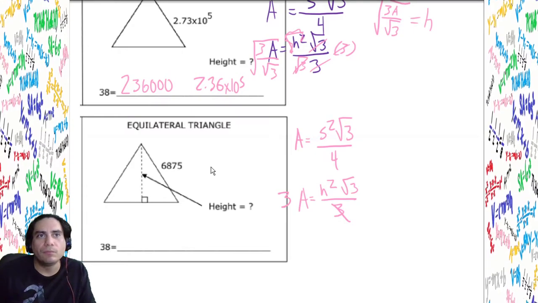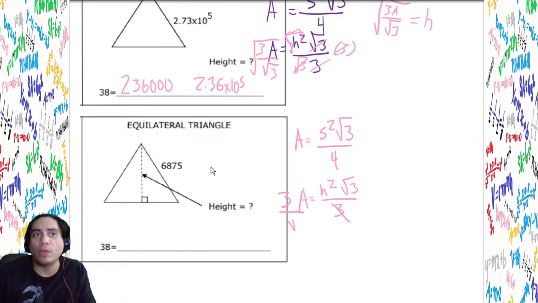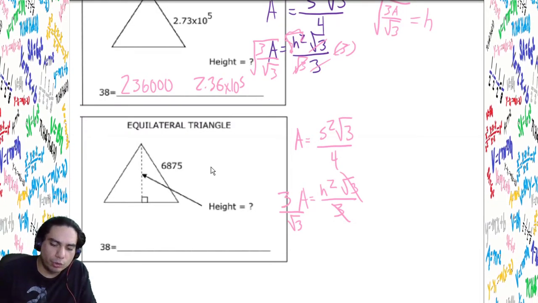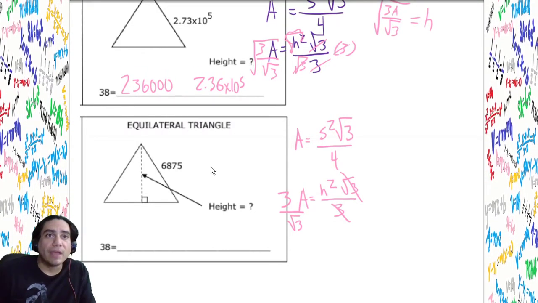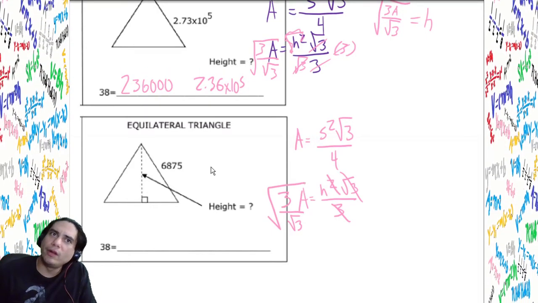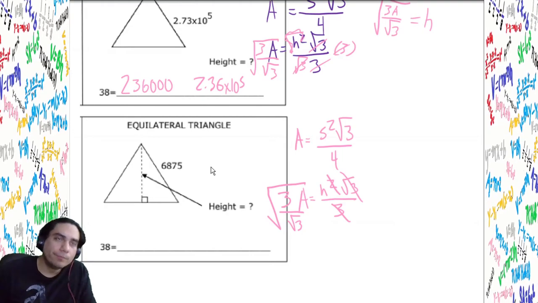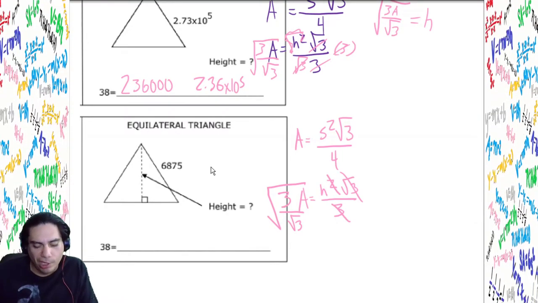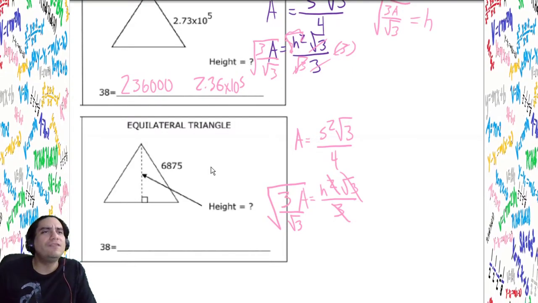Next step, instead of multiplying by the square root of 3, we're going to divide by the square root of 3. That's how we undo that one. Square root of 3, divide. And then last step, how do we undo that squared? Well, we better square root. So I'm going to hit square root. Another completely reasonable answer. I got 5,950.